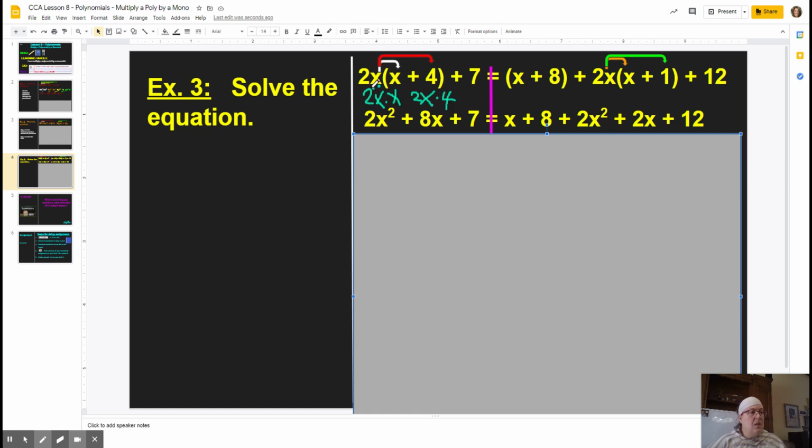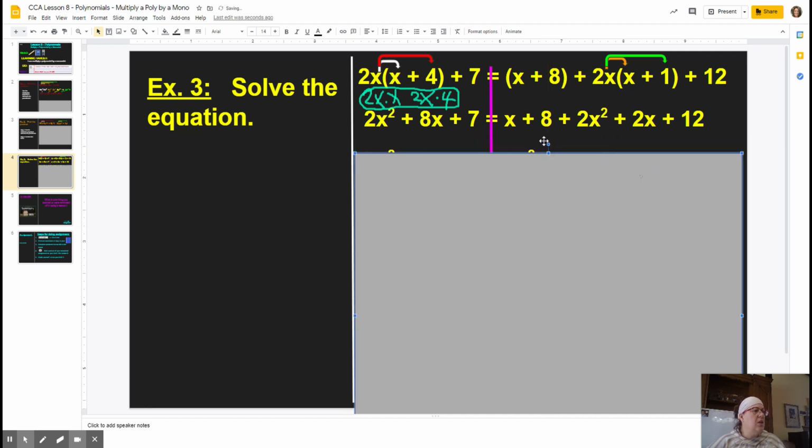Feel free to do this step if that helps you make sure that you have everything taken care of with multiplication. There isn't anything in front of this x plus 8, so we bring that down. And then the same thing here, 2x times x, and then 2x times 1. And then we don't multiply by the 12 because that 12 is not inside parentheses.